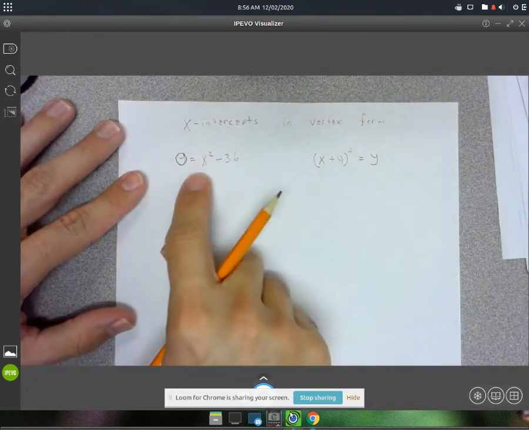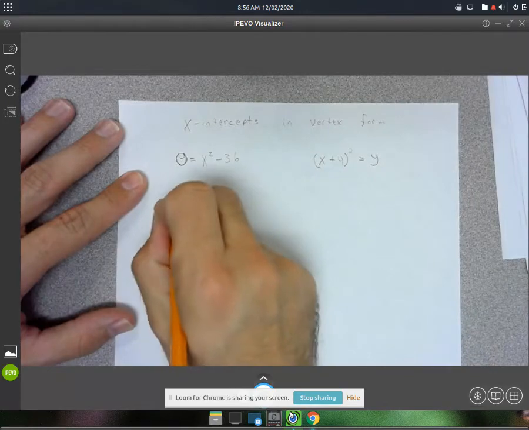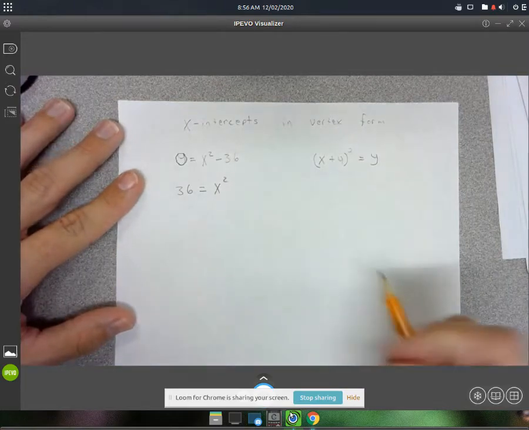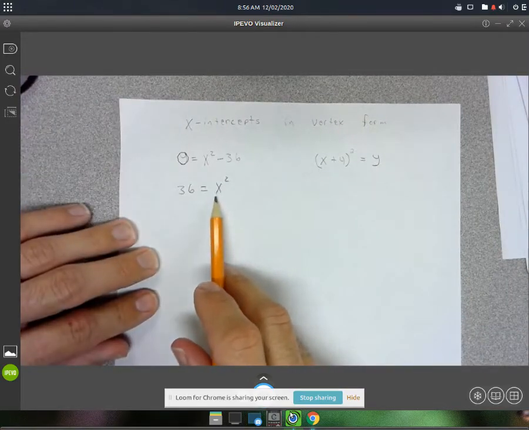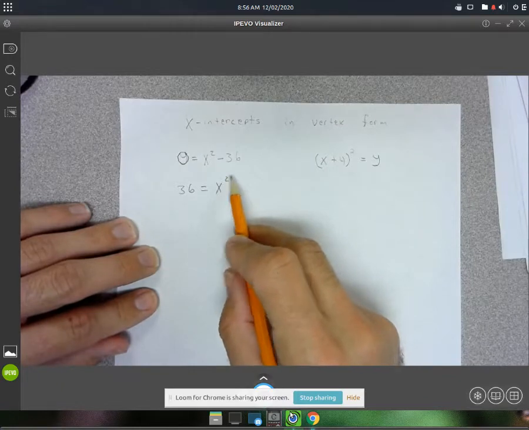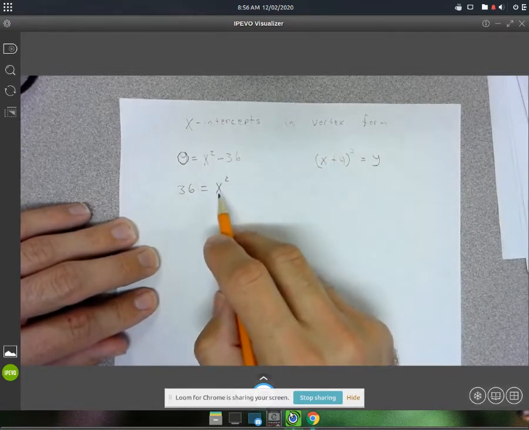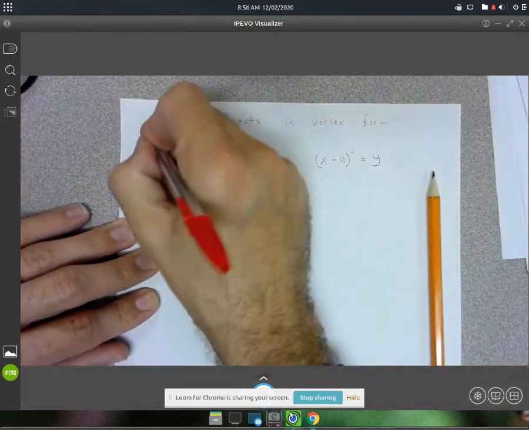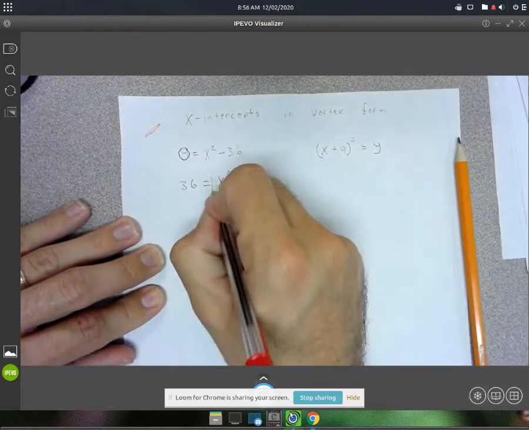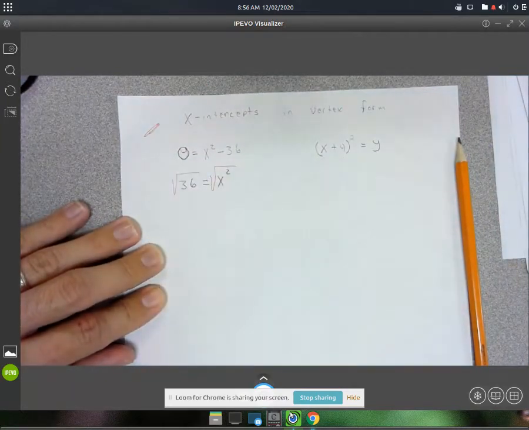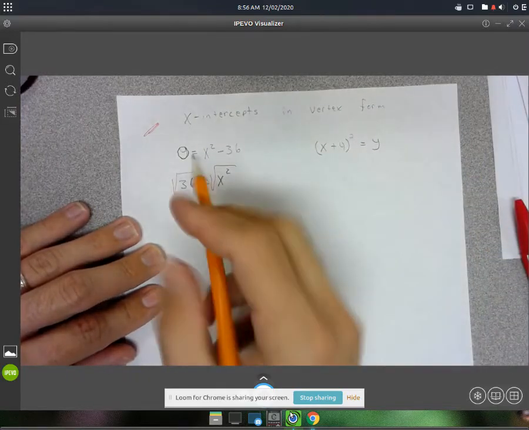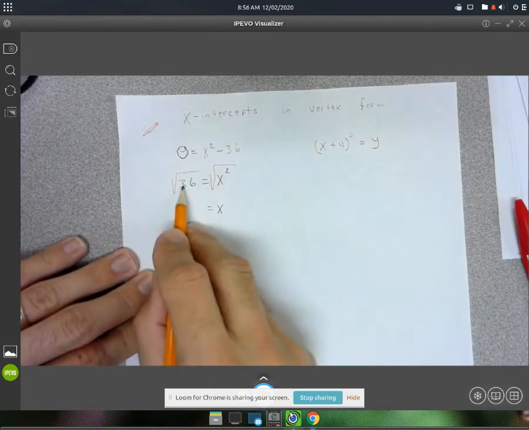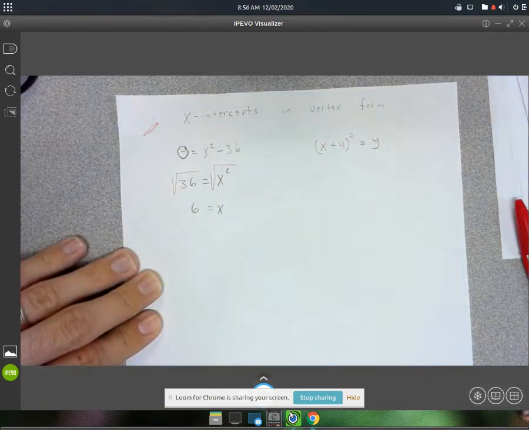So I'll just replace y with a 0 like that. And then to solve this for x, we're just going to add 36 to both sides, and that gives you x squared equals 36. Now this says x squared is equal to 36. So to solve it, we're going to have to do the opposite of squaring, which for most cases is to take the square root. So we're going to square root both sides. And this is going to give us x equals, because the square root and the square kind of cancel with each other, the square root of 36, which is 6.